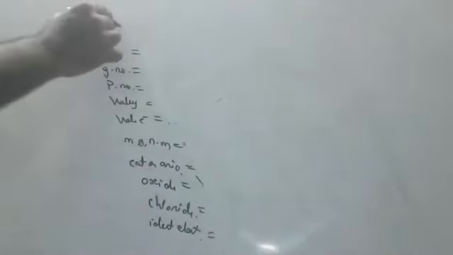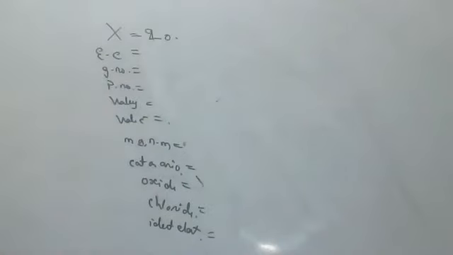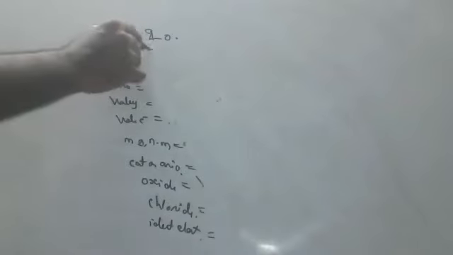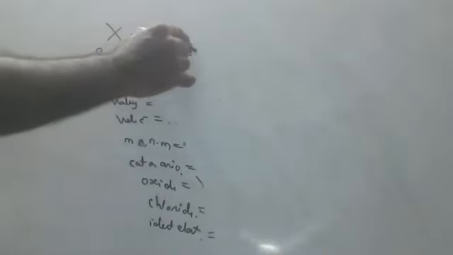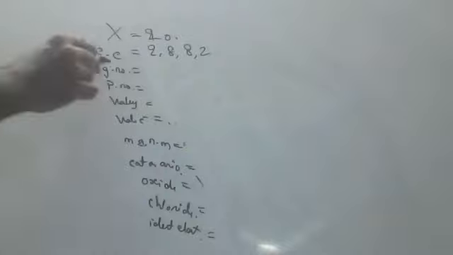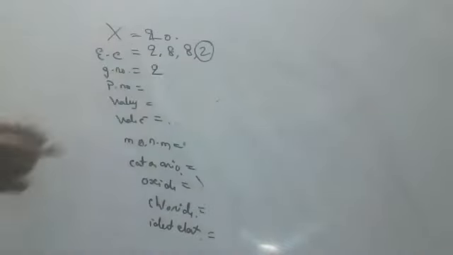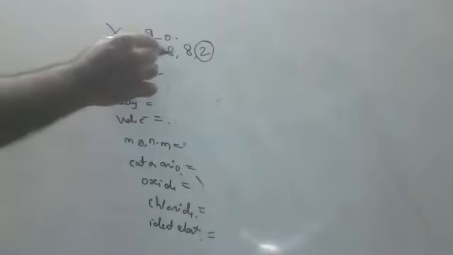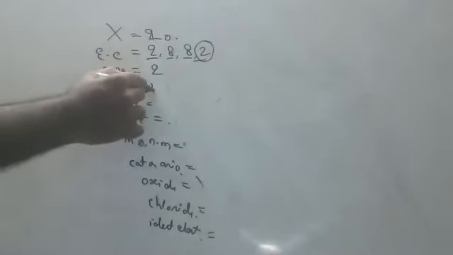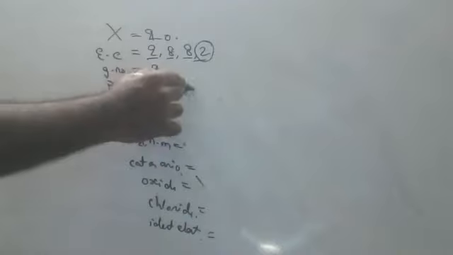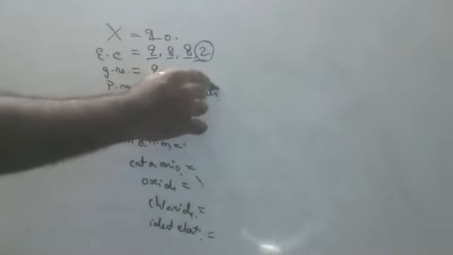How group number? Okay, an element X is there whose atomic number is 20. Identify its electronic configuration: 2, 8, 8, 2. Group number: outermost 2 electrons, so it belongs to second group. Period number: number of shells, 1, 2, 3, 4. So it belongs to fourth period. Why? Because 4 shells are there. You should write reasons also.